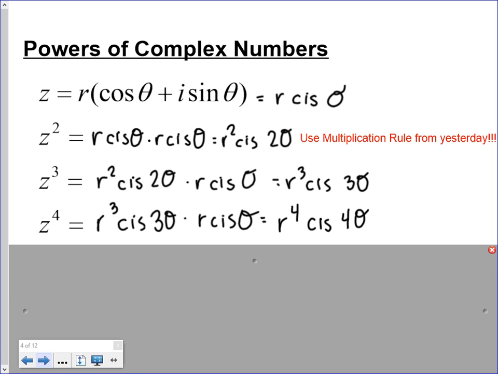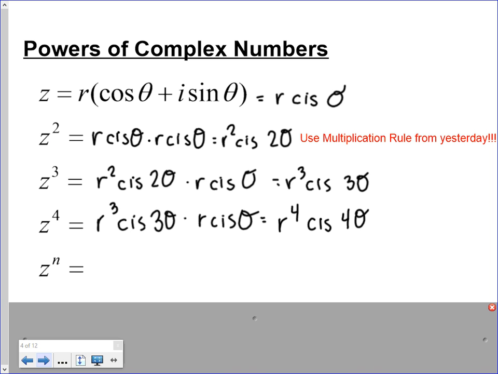Now write the rule for z to the n. This is the rule you bring to the test on Friday. You know this rule.